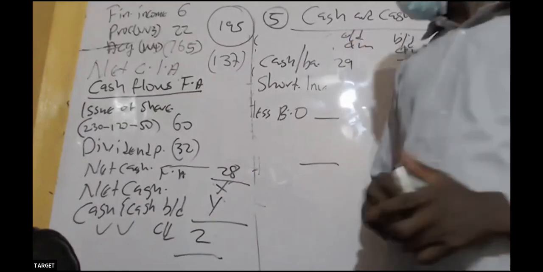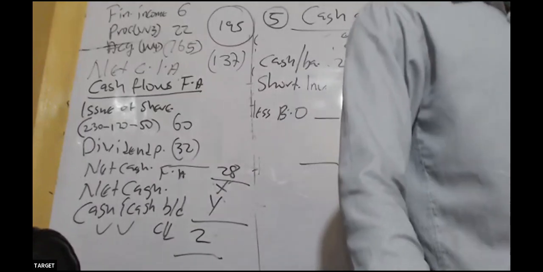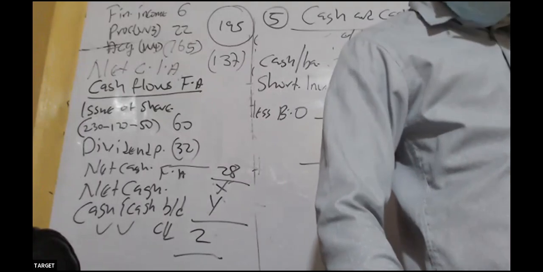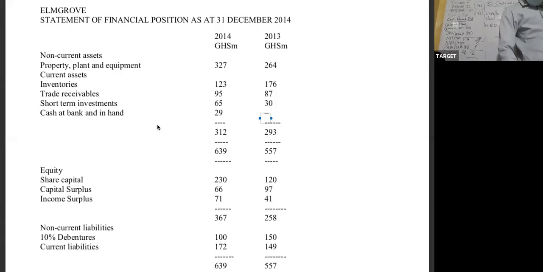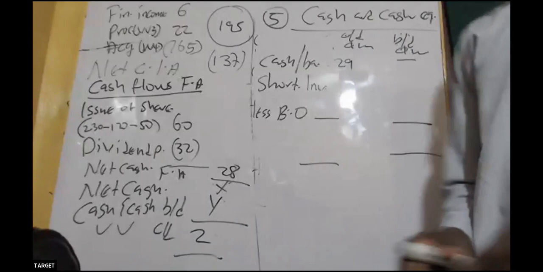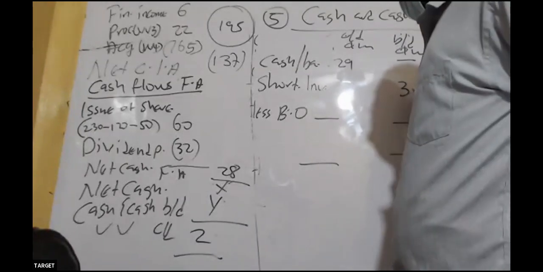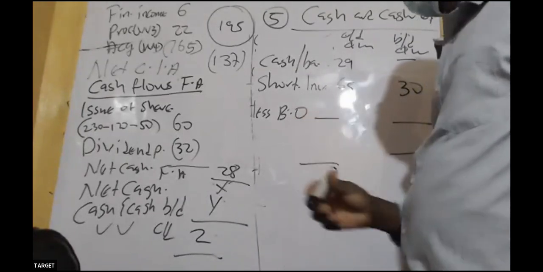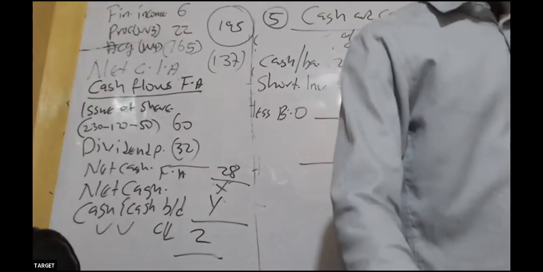Then the short-term investment. Let's go to short-term investments. Short-term investments is also 65. Closing balance is 65. Open balance is what? 30. So 30, 65. Then with only overdraft, we are free to go.